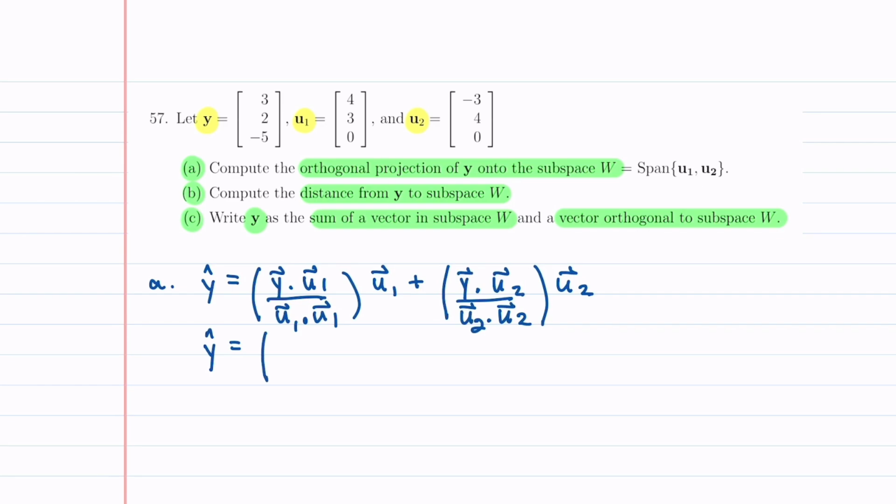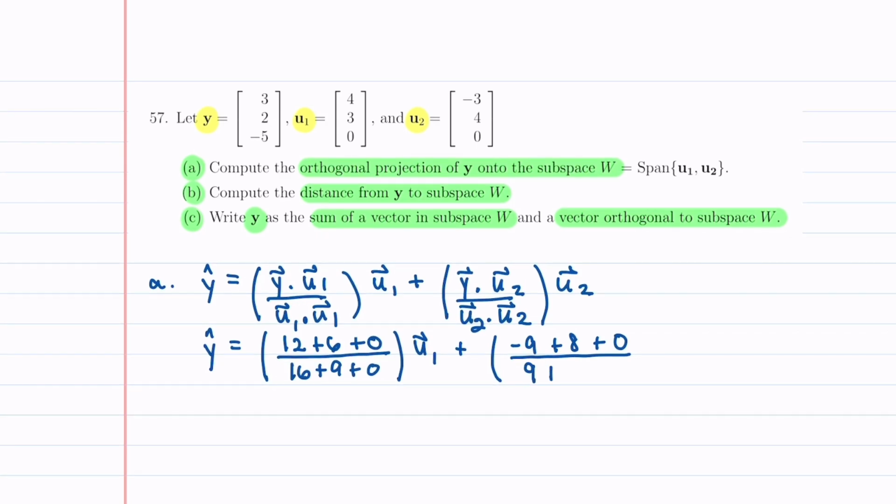Y dotted with u1 is going to give us 12 plus 6 plus 0. And then u1 dotted with u1 is going to be 16 plus 9 plus 0. And that multiplies our vector u1. And then let's do our second round of dot products. We're going to do y dotted with u2. So we have a minus 9 plus 8 plus 0. And then in the denominator, we have a minus 3 squared, so that gives us a 9. And then a 4 squared is a 16 plus 0 times u2.